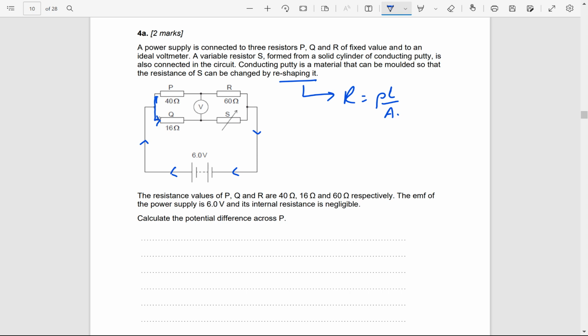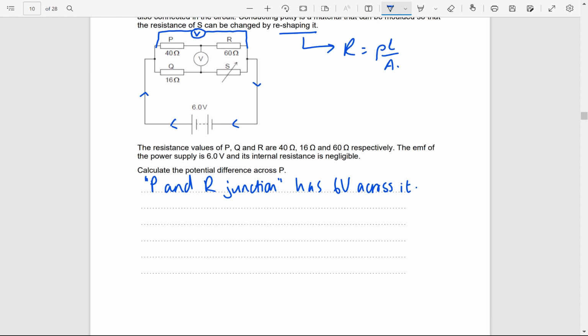Now, if we focus on the PR section, we can say that because these are in series, the voltage across P and R, all right, so P and R junction. So this PR junction here has 6 volts across it. Now, I'm only going to look at that for now. There's no need to incorporate Q and S. So we have 6 volts coming in.